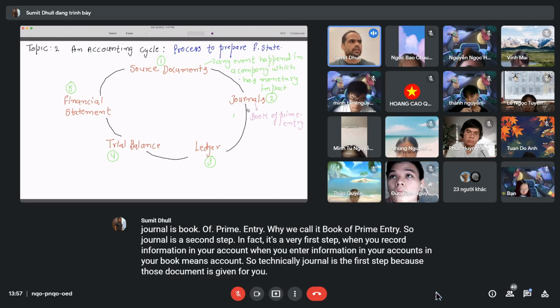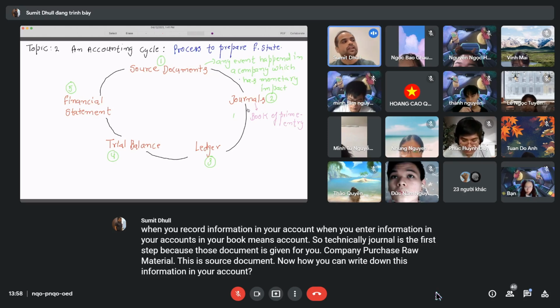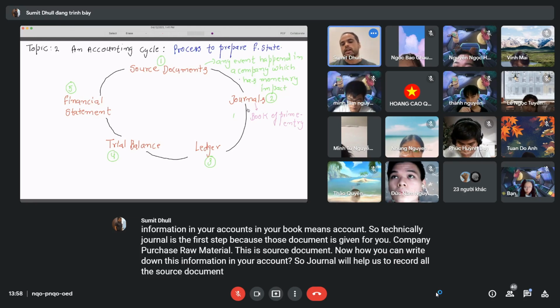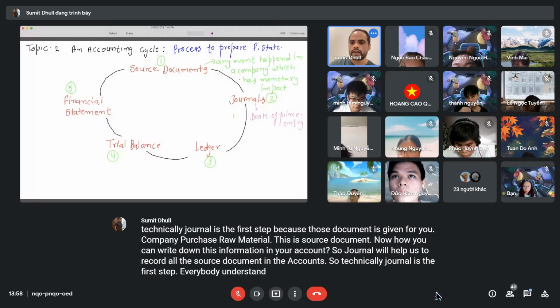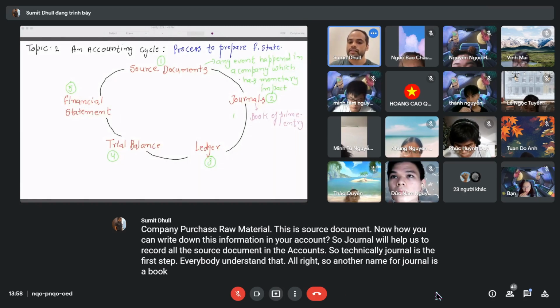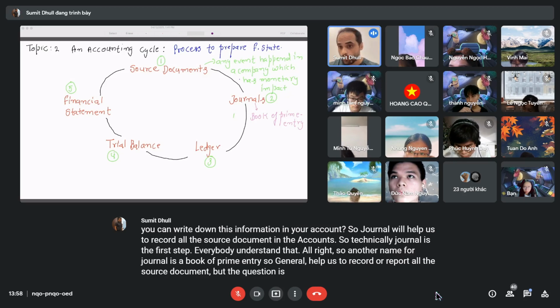The company purchased raw material. This is the source document. Now, how can you write down this information in your account? So the journal will help us to record all the source documents in the accounts. So technically, the journal is the first step. Everybody understand that? All right. So another name for the journal is the book of prime entry. The journal helps us to record or report all the source documents. But the question is how? How can the journal do that?